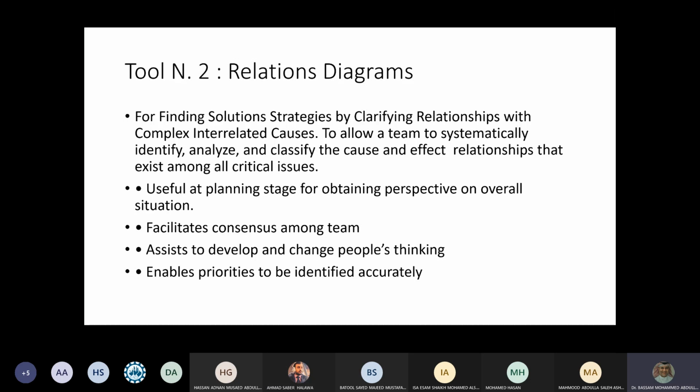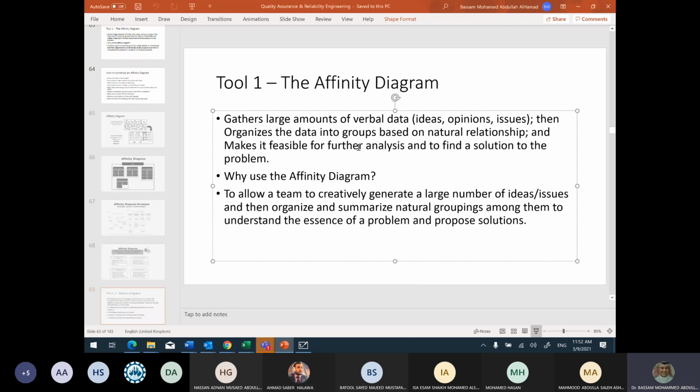Yes, please. Go ahead. Thank you, Doctor. Regarding the time, do you think there is a specific time that we should solve this problem? A certain time to solve the problem? Yeah, is there a range? You're talking about the affinity diagram, right?